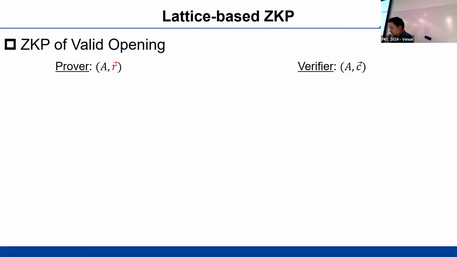Okay, we can further go into the lattice-based ZKP. For example, considering the simple ZKP for the valid opening relation, the protocol is like this. The prover has a valid opening. We omit the message x here as it can be directly recovered. It is a Schnorr-like protocol.